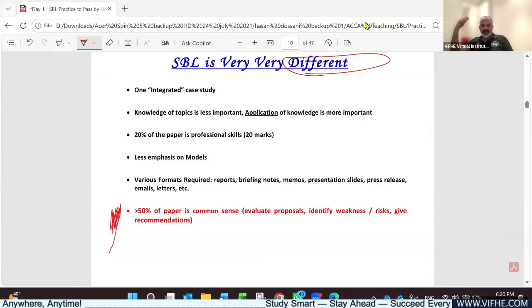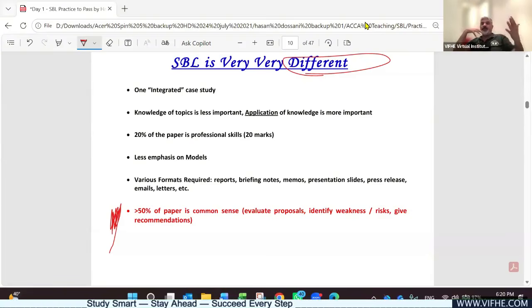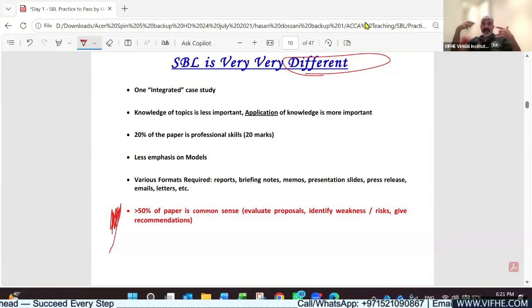And the only way to become good at common sense questions is that you do a lot of discussions, brainstorming, thinking, asking, and then you practice a lot of common sense questions. That's the only way you will get good at it. Correct?